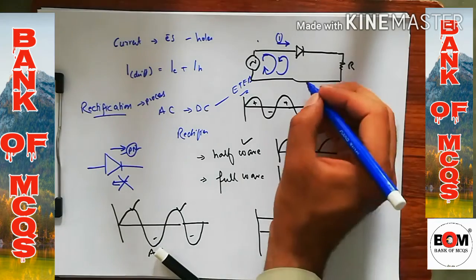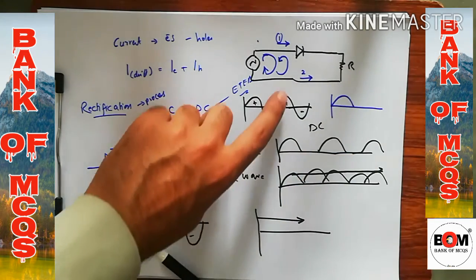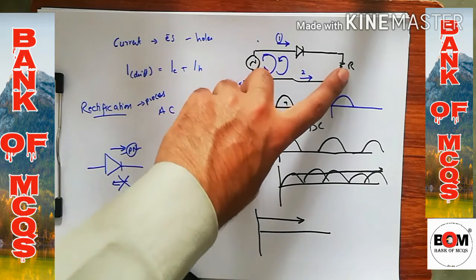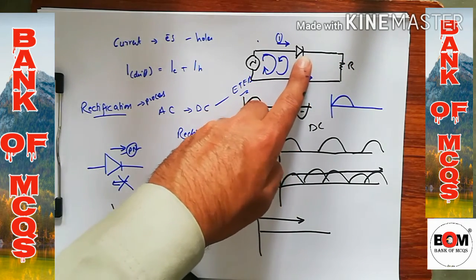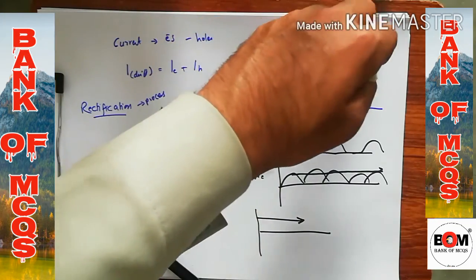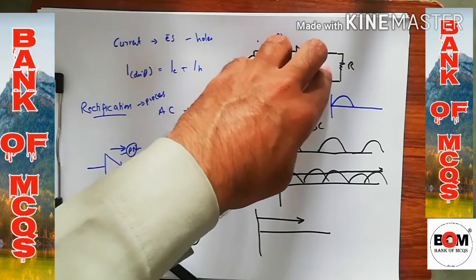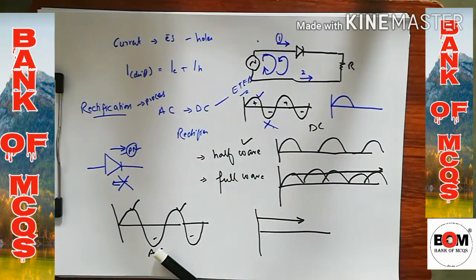Now for the second cycle, when the current direction is in this direction, the current will reach and pass through R, but when it reaches the N side of the PN junction, it is reverse bias. No current flows in the PN junction in this direction, so it will be cut off and no current will pass. So this half is allowed and this half is not allowed to pass. So this will be skipped.